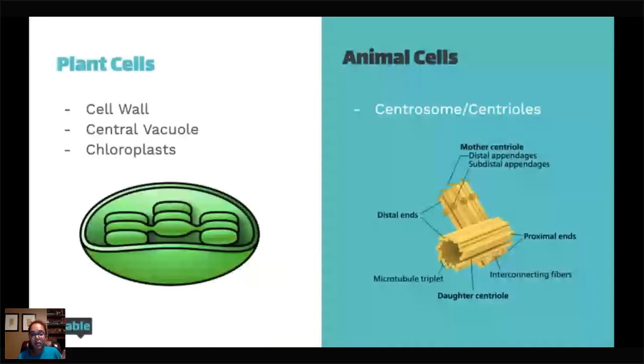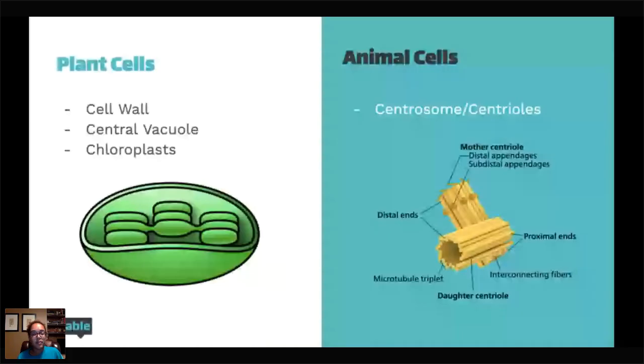So these are the two things that are unique to each type of cell. Plant cells have a cell wall, which pretty much just gives it a little bit of extra structure, extra support. Animal cells do not. Plant cells also have what's called a central vacuole, which is used for water storage.